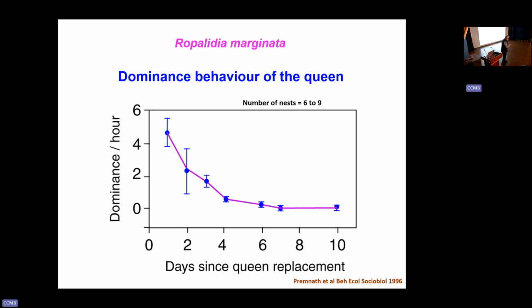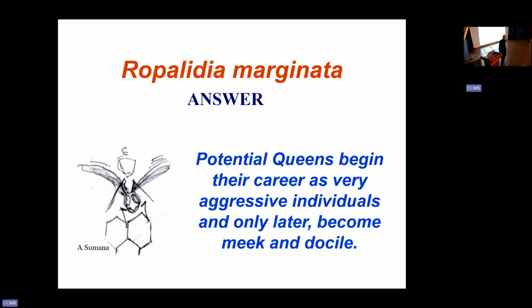So the answer to our question, what was our question? How, if the queen is so meek and docile, non-aggressive, non-interactive, does she become a queen in the first place? The answer is potential queens begin their careers as very aggressive individuals and only later become meek and docile. So you have some reason to think why the workers would respect her. This raises your confidence in the previous answer, that the queen is in fact a non-aggressive individual.